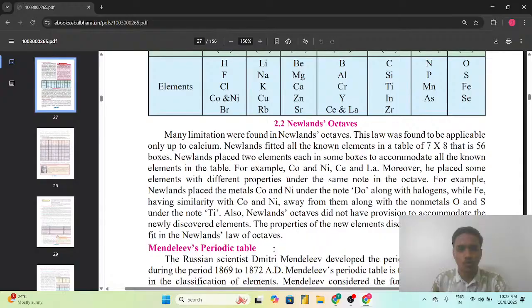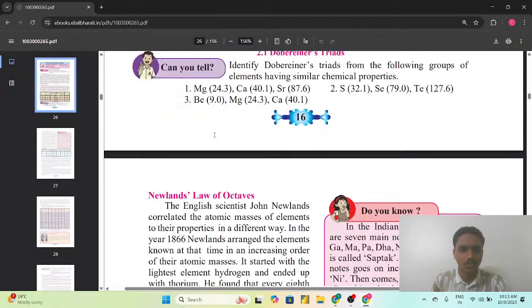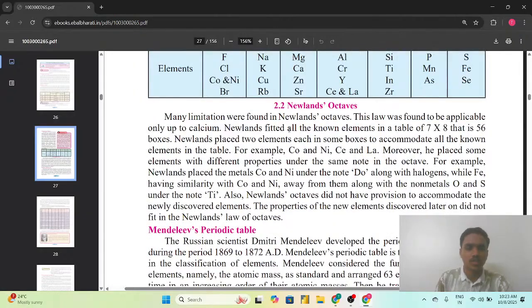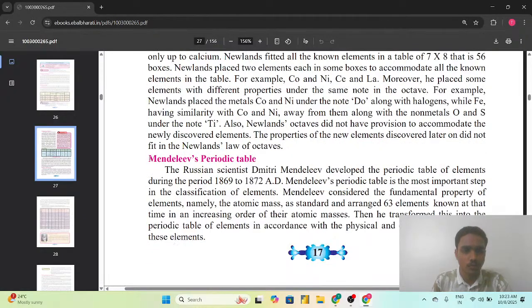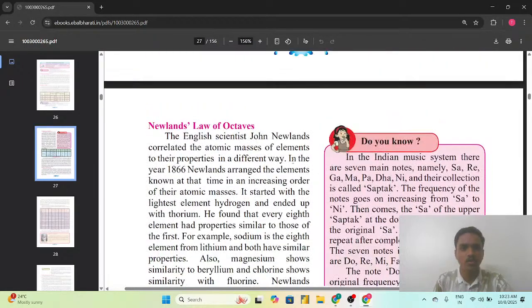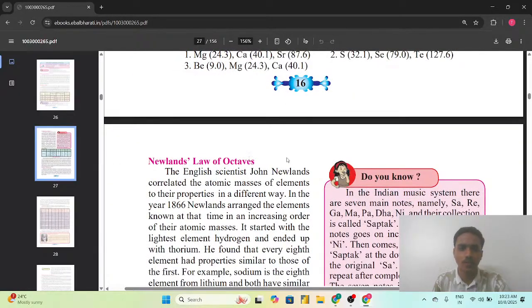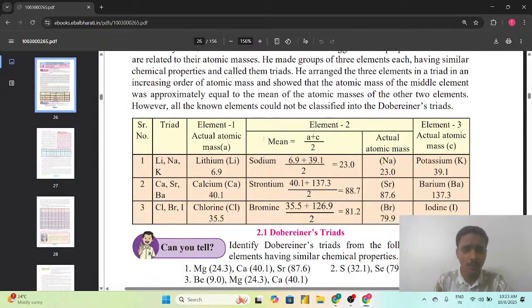So up to now, we have studied the Dobereiner triad and Newlands' law of octaves. तो चलिए आगे बढ़ते हैं, and we are now going to see Mendeleev's periodic table. But before going to Mendeleev's periodic table, let's have a quick revision of the two concepts, the Dobereiner triad and Newlands' law of octaves, which we studied in the previous part.